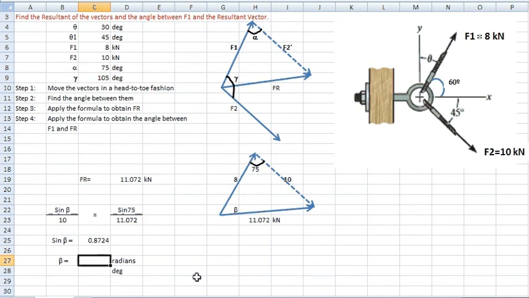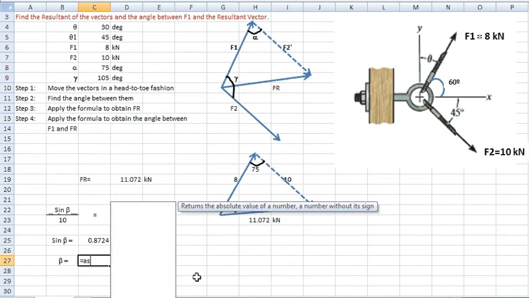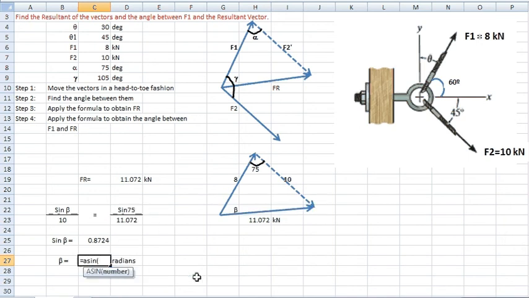Now to find beta, we need to do the arcsine of this. Now this is in radians, so we need to convert this back into degrees, which is times 180 divided by pi. Okay, so that is 60.74. That's angle beta.